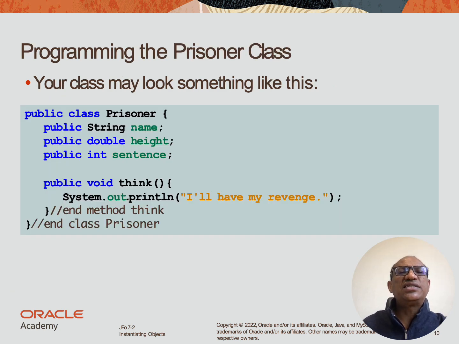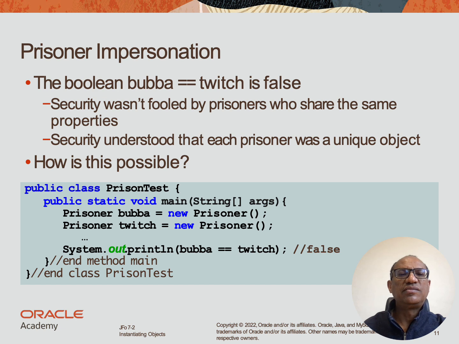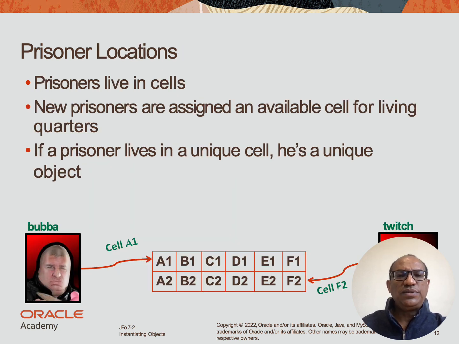Your Prisoner class may look something like this. Simple but solid blueprint. Back to our test. Even after setting Twitch's fields to match Baba's, Baba equals Twitch is still false. Why? Because Java is checking if they live in the same memory address, not whether they look the same. That's the key. Here's the visual.